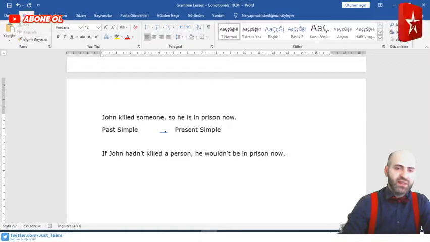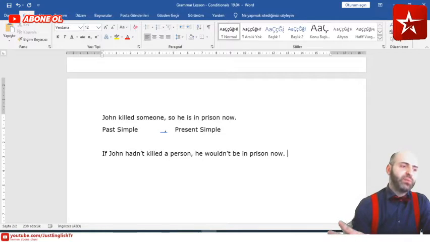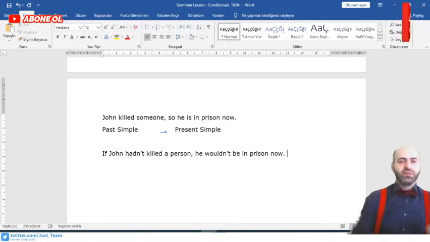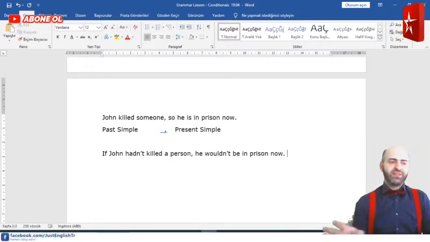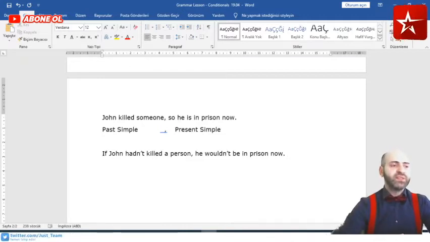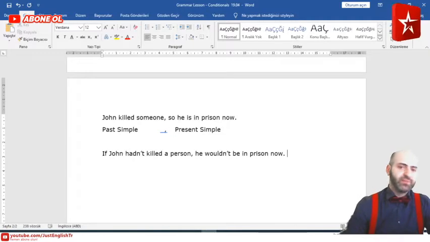Do you understand, guys? These kind of conditional we use and we call mixed conditional. So we mixed type 3 and type 2 together. Because we had reason in past and result in present, that's why we needed to mix two conditionals.